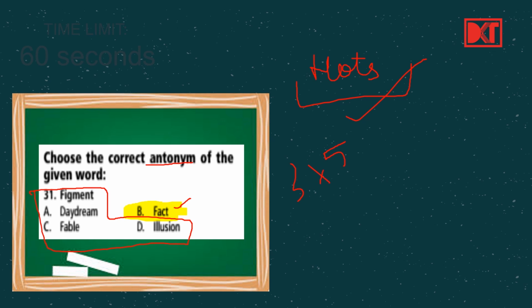For example, a word like figment, we use it in phrases like the figment of my imagination, which means a part of my imagination. जो आप imagine करें उसे हम figment कह सकते हैं. Daydream, fable, जो कहानियाँ होती हैं but they're not really true. Illusion, जो आपके दिमाग में होता है, images but they are not true. Alright, so fact is true, whereas others are just a part of your imagination.